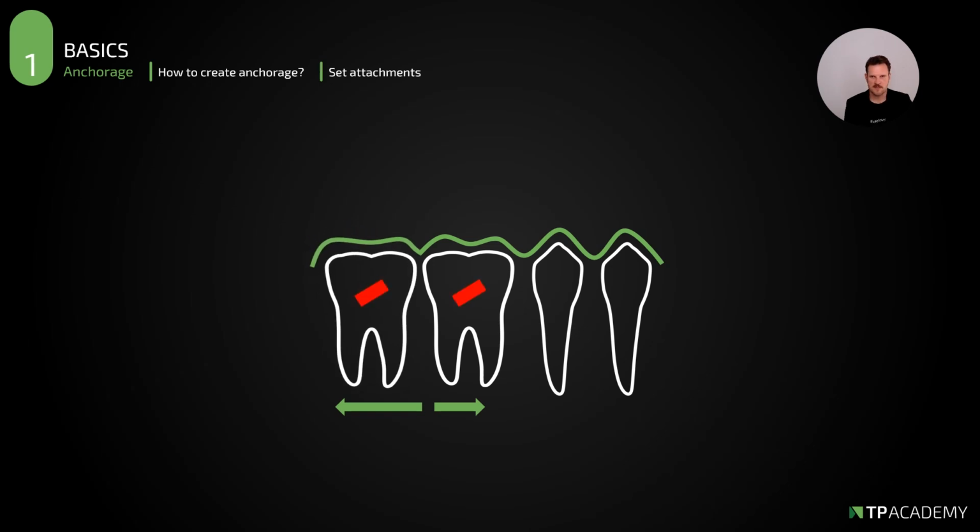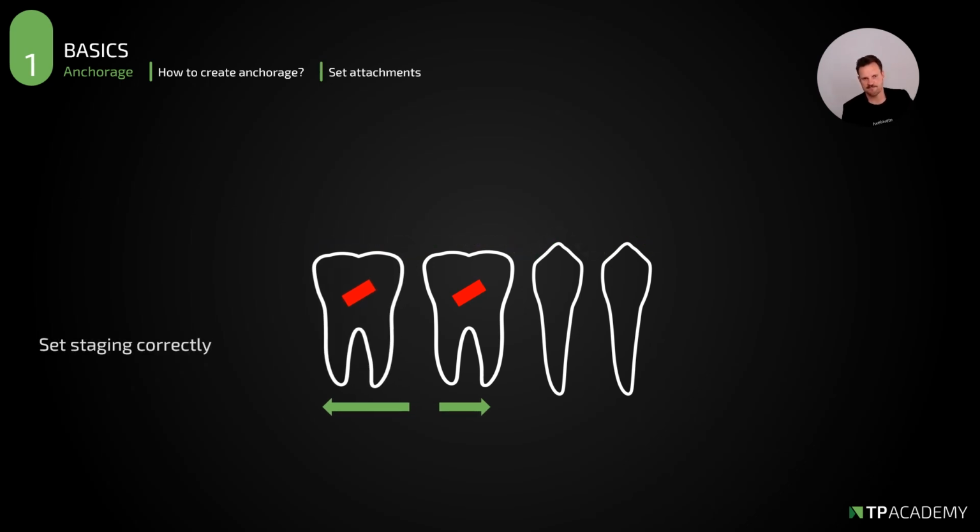With attachments, and we will talk in the next modules about attachment setting more in detail. Today it's more about the basics. When we set the attachments, of course, the aligner can grab the attachment. The aligner is able to do bodily movements in an easier way. We can apply the forces differently, but it's not only about setting the attachments. More important is to set the staging correctly.